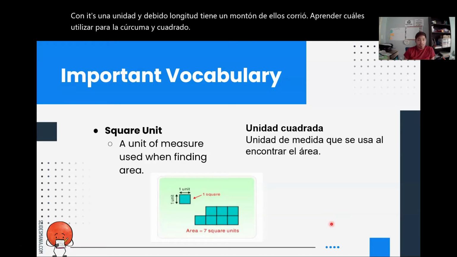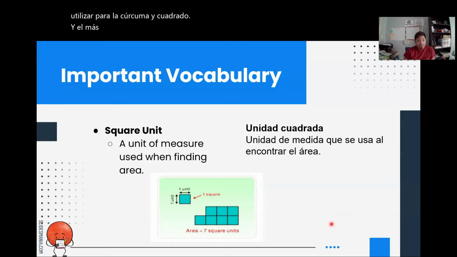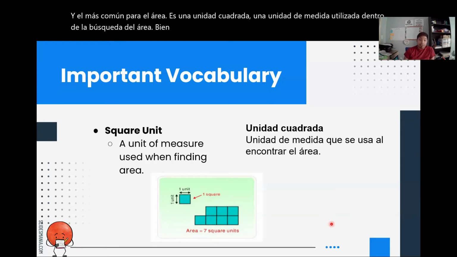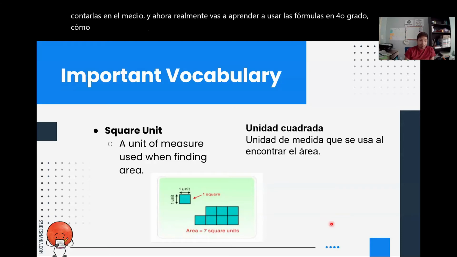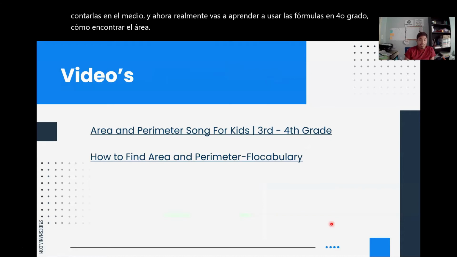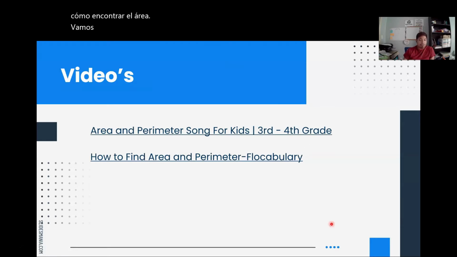The most common one for the area is a square unit, a unit of measure used when finding the area, okay, using the squares. So in 3rd grade, you learned how to count them in the middle, and now you're going to actually learn how to use the formulas. In 4th grade, how to find the area. Let's go ahead and look at some videos to help us with learning about perimeter and area.